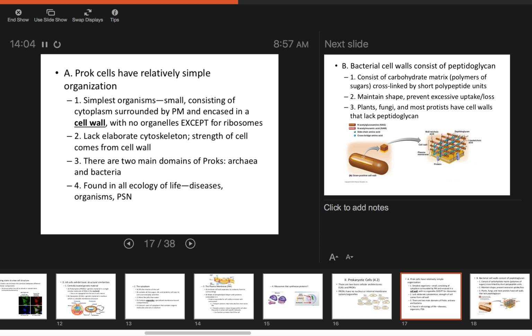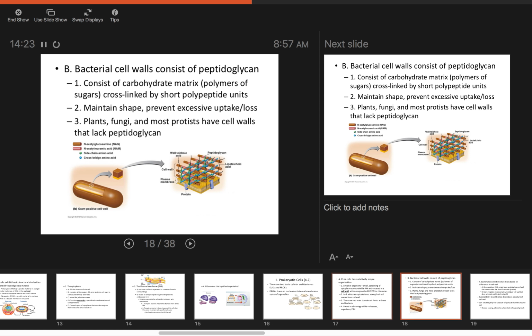There are two domains of prokaryotes, archaea and bacteria. You find bacteria, or prokaryotes, everywhere. They are responsible for a lot of diseases. There are many different types of prokaryotes out there, and they are responsible for a lot of photosynthesis and the oxygen that we are breathing today.